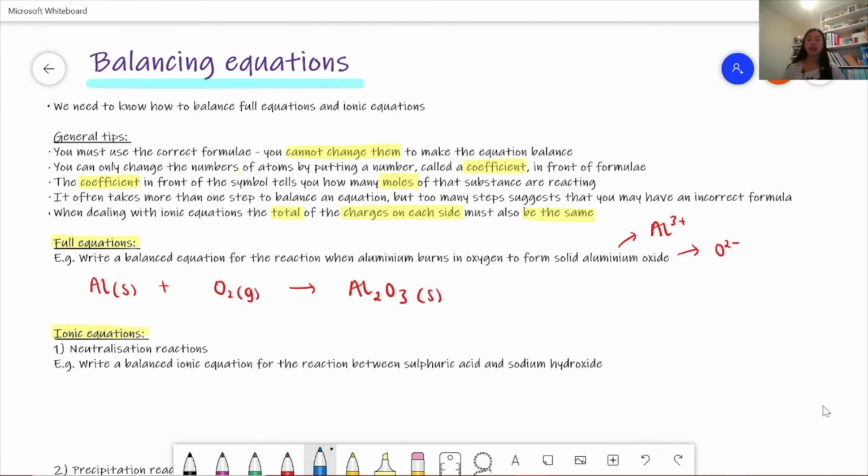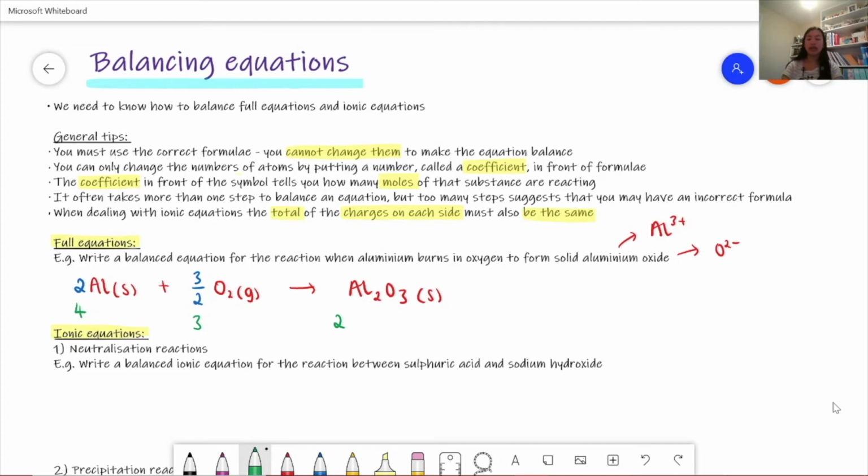So first I start off with aluminium. We have 1 on the left and 2 on the right, and that means we need 2 on the left. And then for the oxygen, we have 2 on the left and 3 on the right, and so that means we need 3/2 on the left. And we can also use whole numbers if we want to. So if we multiply everything by 2, we would get 4 aluminium atoms, and then we would have 3 of the oxygen and then 2 of the aluminium oxide. So that would still work.